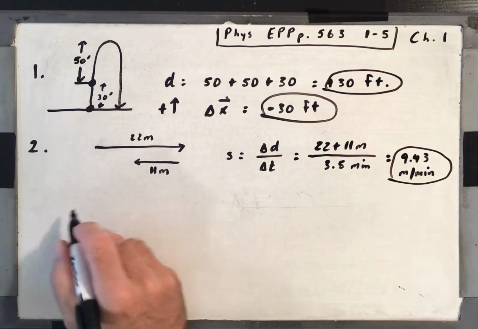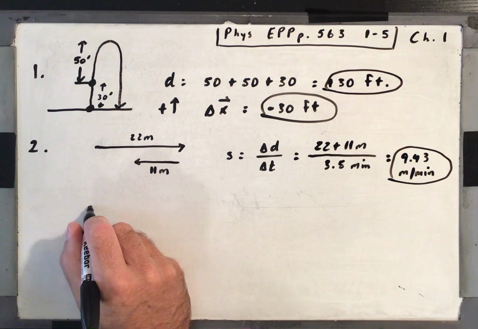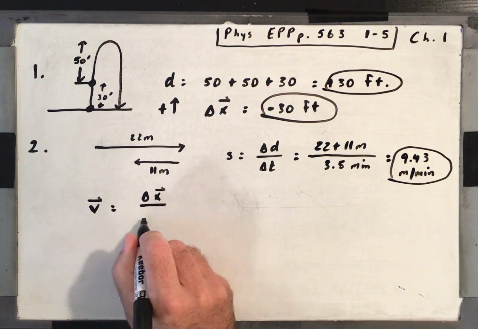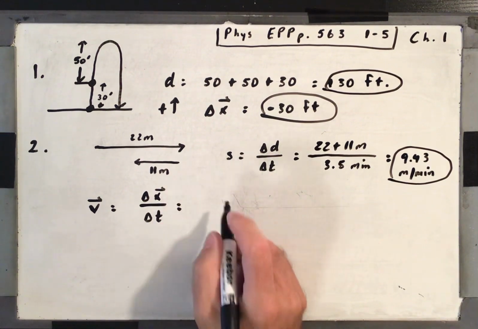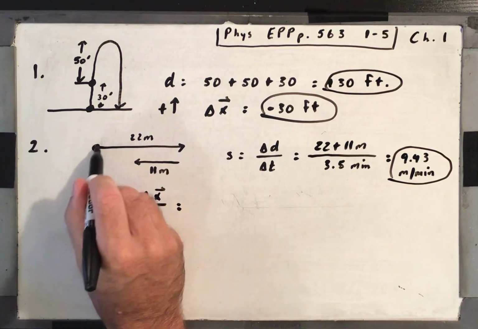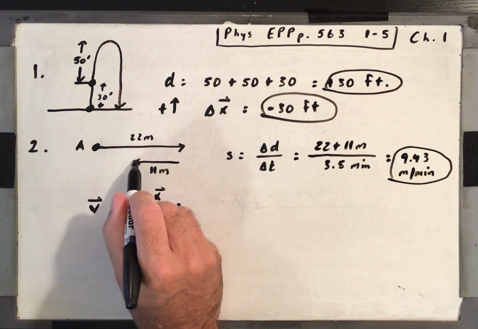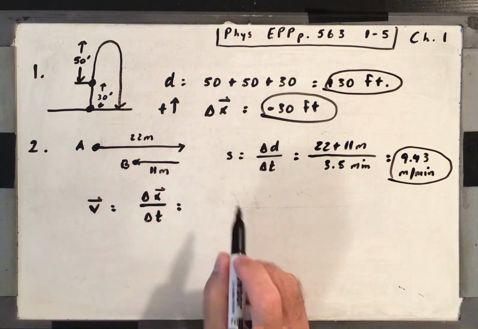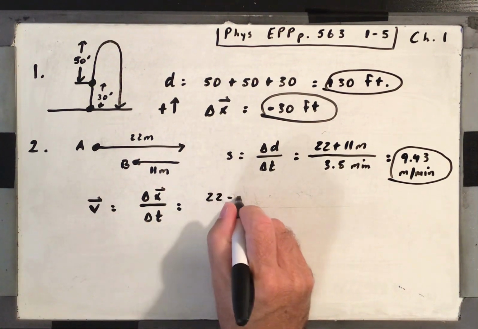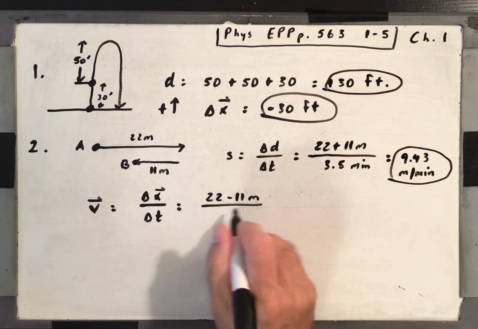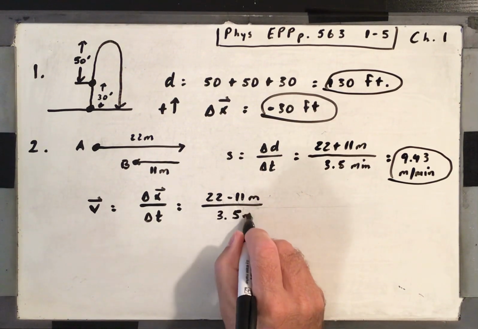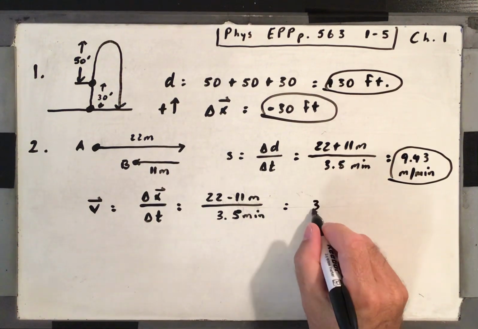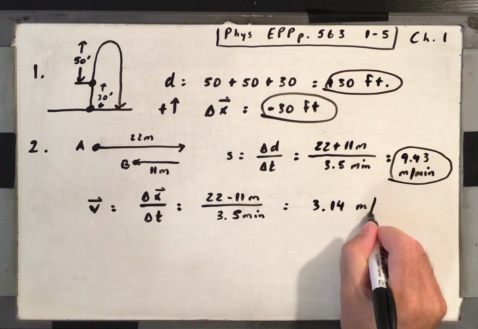All right, but the velocity is the change in displacement over the change in time. And that's just going to be from here, let's call this point A, to here, point B. The shortest distance from where you started to where you ended up. So that'd be 22 minus 11. Still took 3.5 minutes. All right, and that is 3.14 meters per minute.